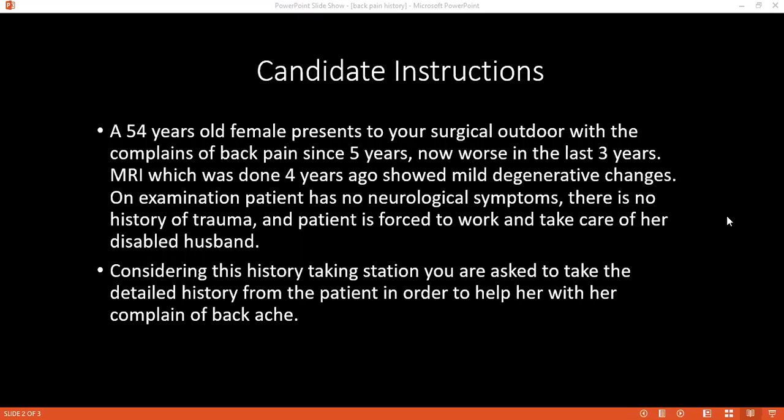I'm really so sorry to hear that. Did it start suddenly or gradually? It started gradually. Okay, can you point to the pain, please? Around my lower back. Okay, can you describe the pain for me? Is it colicky or cramping or aching in nature? It's just aching, doctor.